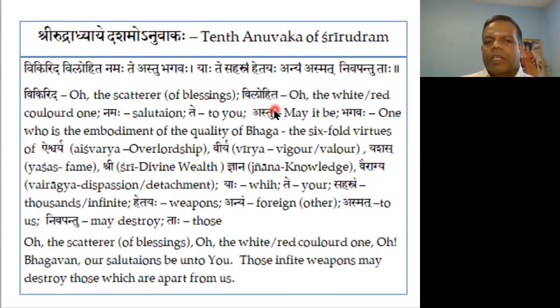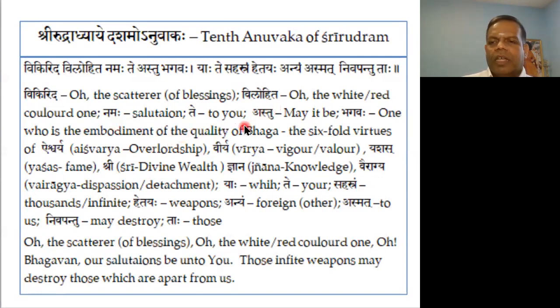Vilohita talks about the color of the Lord. Some have said he is red, white, or golden. Simply put, it's the color of fire. When fire is burning it takes on different colors. Sometimes it's blue, red, or golden, and sometimes colorless. The Lord is like that. White, red, whichever purifies, you can take that.